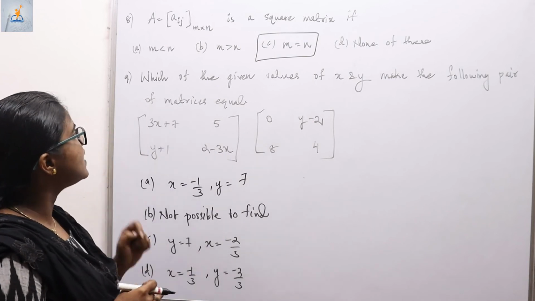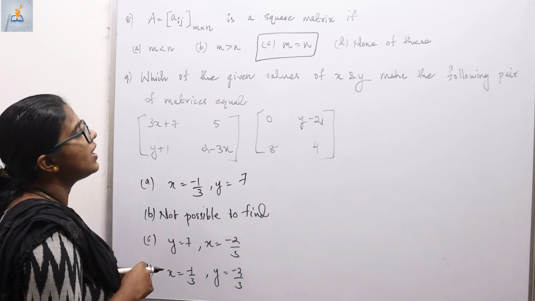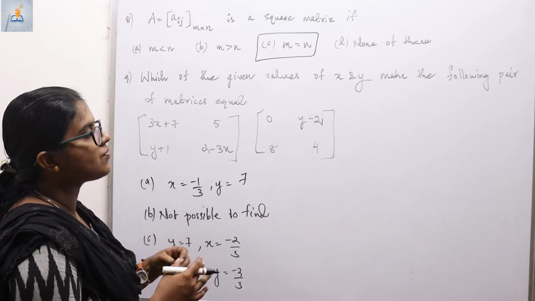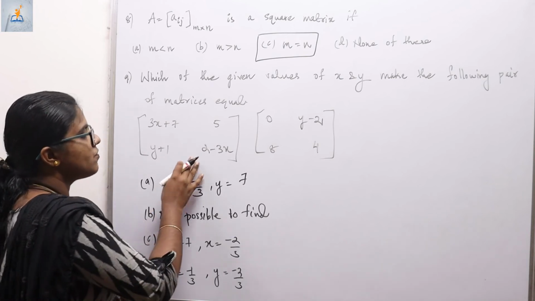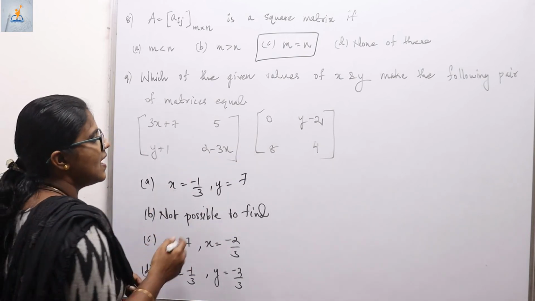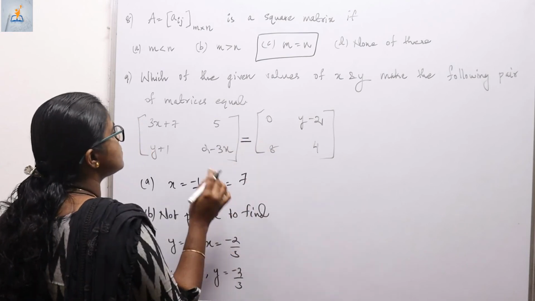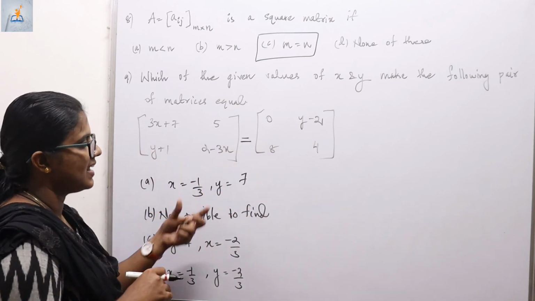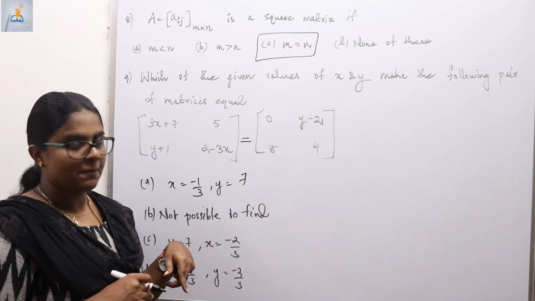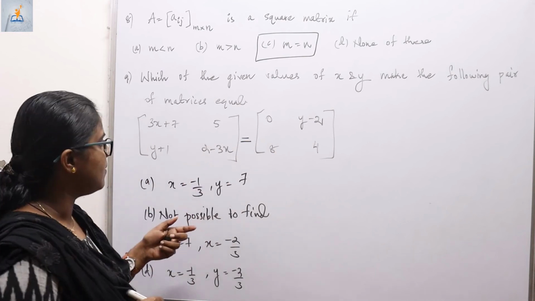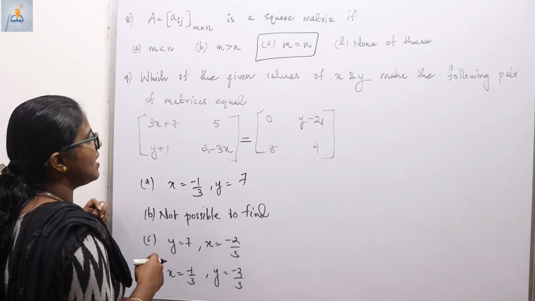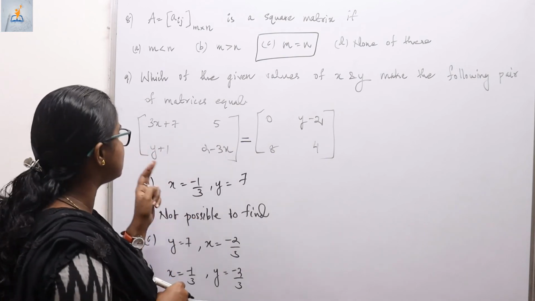So moving on to the 9th question, which of the given values of x and y make the following pair of matrices equal? So here we are given with two matrices and we are asked to find the values of x and y such that these matrices are equal. So consider that these two matrices are equal. So if they are equal, we can see that the corresponding elements are equal.